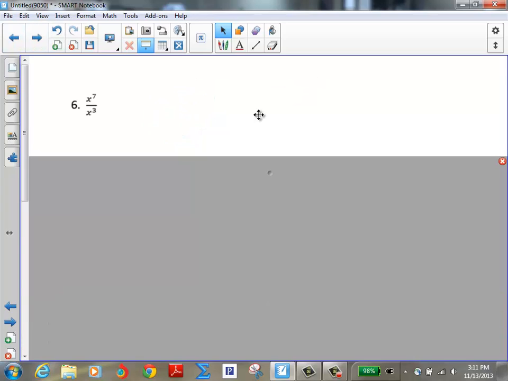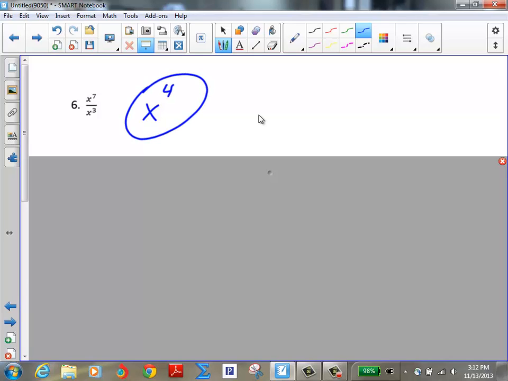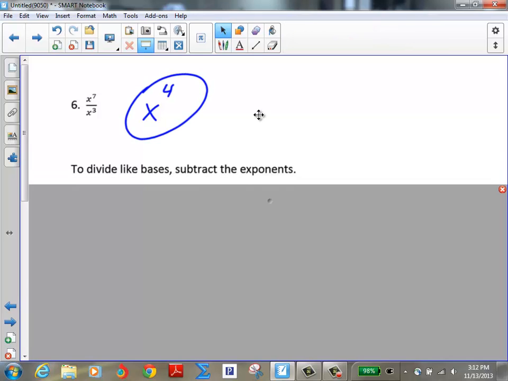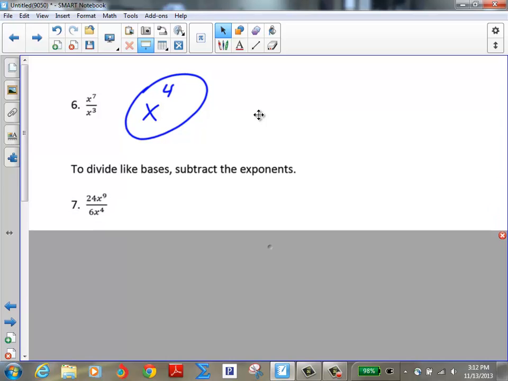Number 6. We've got x to the seventh over x cubed. We are dividing like bases, and when you divide like bases, you subtract the exponents. 7 minus 3 gets us 4. So our answer is x to the fourth. So again, dividing like bases, subtracting exponents.